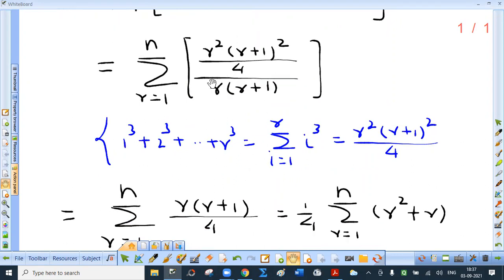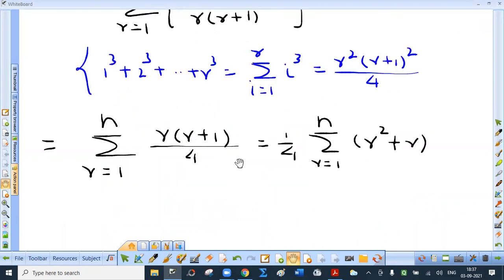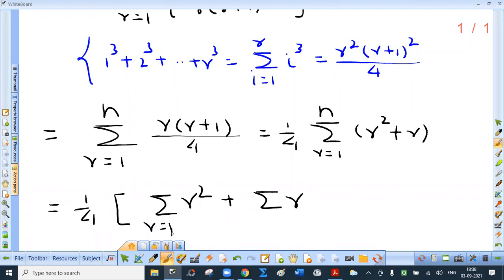Okay. Now simplify this. r into r plus 1 gets cancelled. So what remains is this only. Right? And therefore, 1 upon 4 is constant, times r square plus r. Now use properties of sigma notation. So this is 1 upon 4, use brackets, sigma r square plus sigma r. I hope you won't say taking sigma r common. That is absurd, because sigma r square is not sigma into r square. So you're not supposed to do that. Substitute the values and simplify. Tell me the final answer.